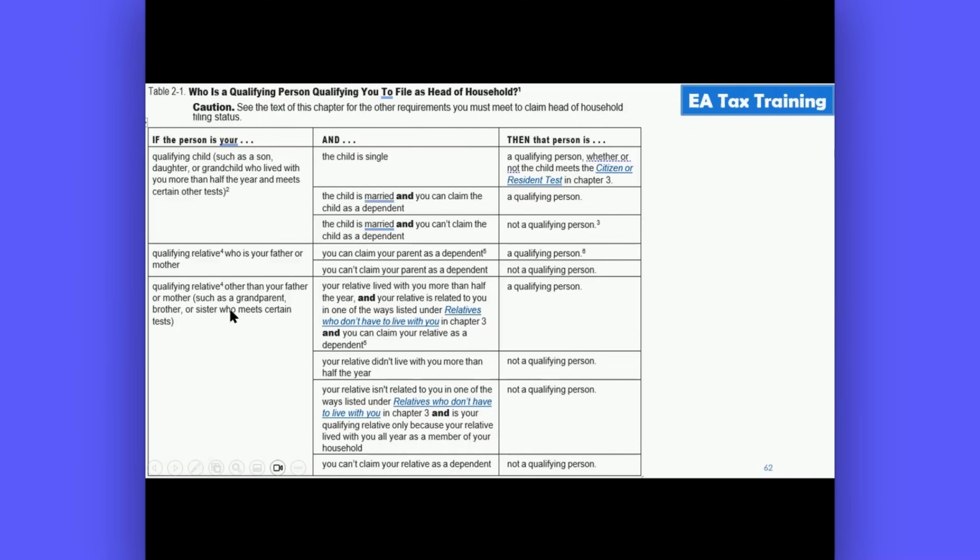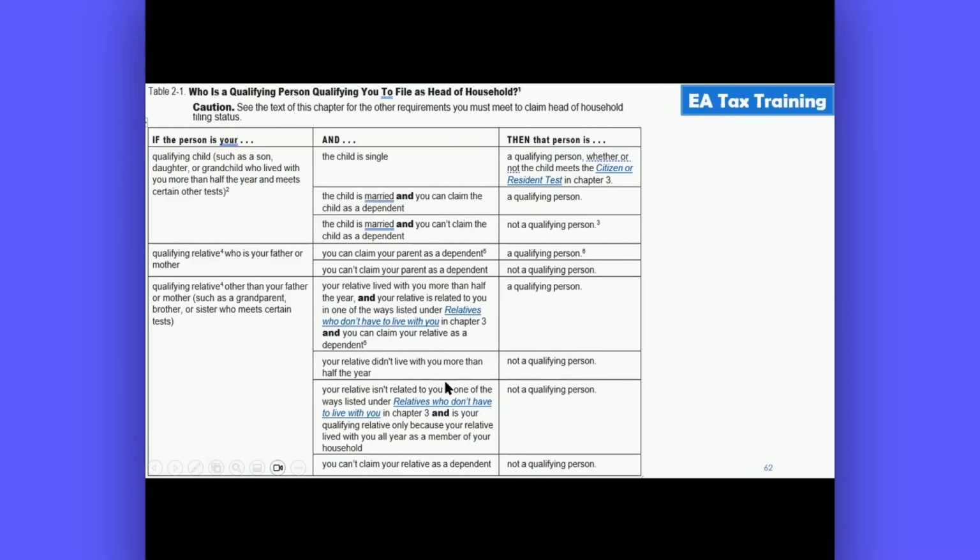And it gives examples such as grandparent, brother, sister, who meet certain tests. So for this test, they have to have lived with you for more than half the year, and they have to be related to you in one of the ways listed under this special list. It's called relatives who don't have to live with you, but that's just the name of it. Don't get hung up on the don't have to live with you part. That's not the issue. That's just the name of the list, and we will go over that list later. But for now, just know they have to be listed on this special list called relatives who don't have to live with you. And you have to be able to claim them as a dependent. So if they're on this special list, they lived with you for more than half the year, and you can claim them as a dependent, then they are a qualifying person.